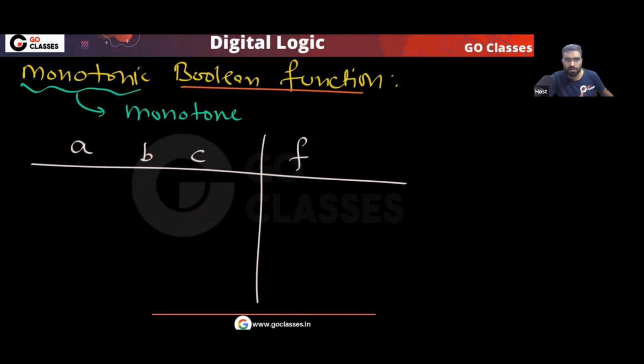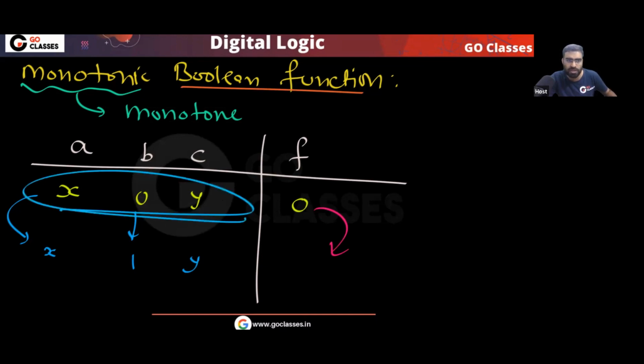Is this clear? So I hope you understood the idea. For example, let's assume here some value x you have, here some value y you have, and here you have 0. For this combination, let's assume that the function value is 0. Now you are increasing this input combination by changing a single input from 0 to 1. Then tell me the new value of f, what should that be? The new value of f should not decrease. Because f was 0 for this combination, f can be either 0 or 1.